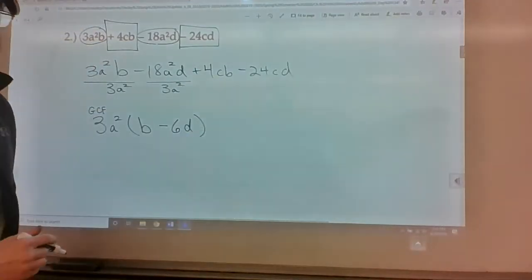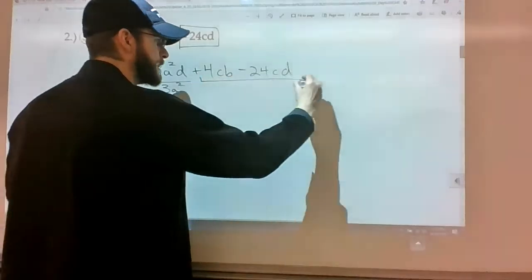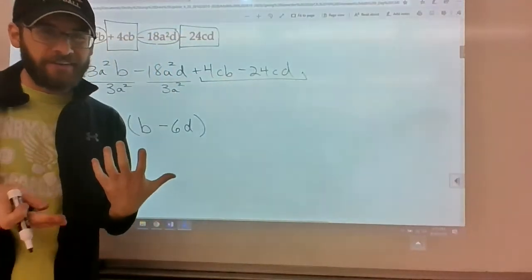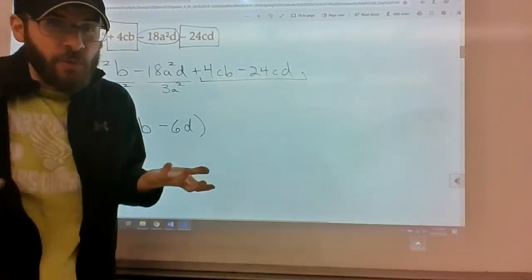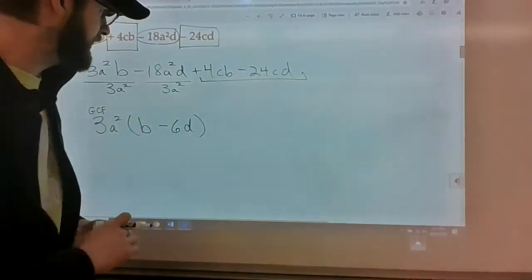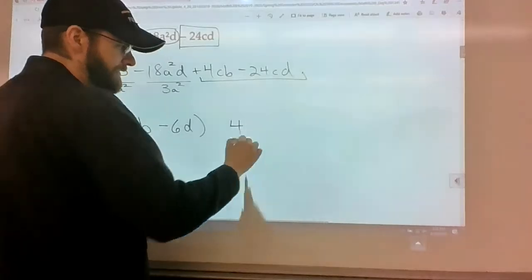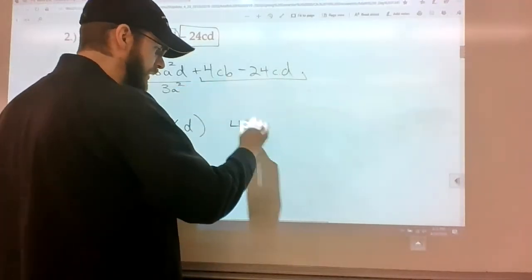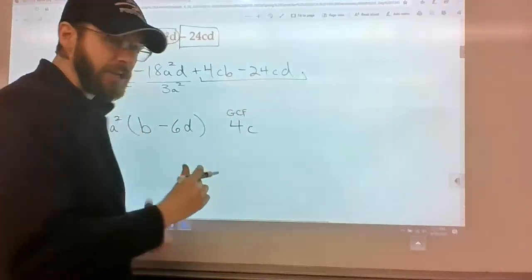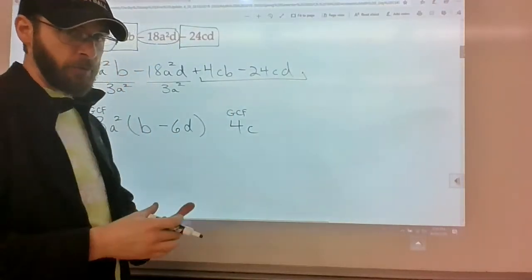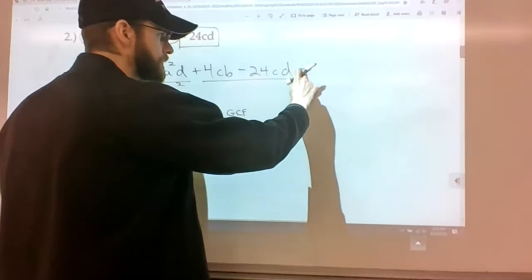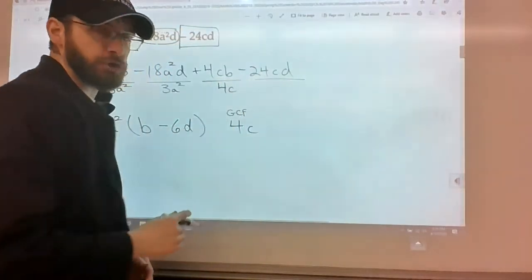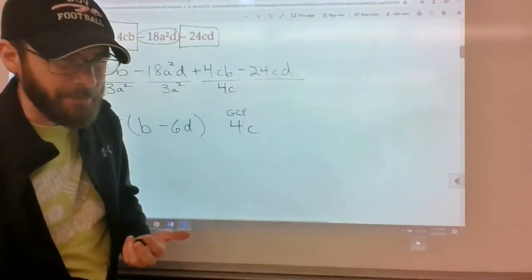Do the same thing with the second group. They both share a 4. Now this is one of those situations where it's like, do I take a negative out right away? Maybe you've got to wait a little bit and just say it's a 4. I'm not sure if it's plus or minus at the moment. And they both have a c as well. So my GCF is either 4c or negative 4c. So if I just divide by a neutral 4c, that's kind of like dividing by positive 4c.